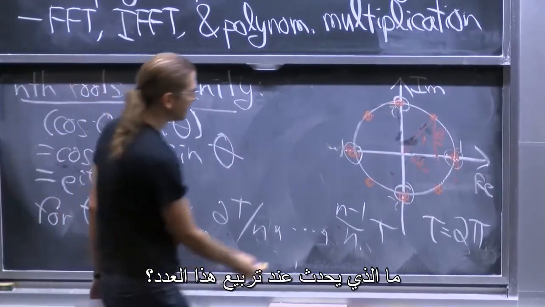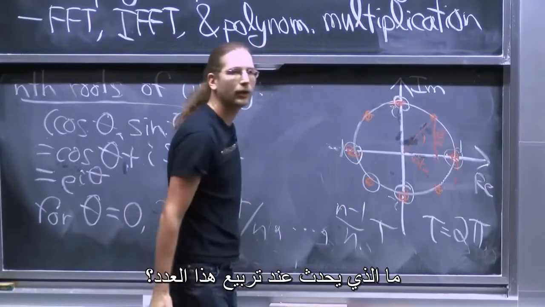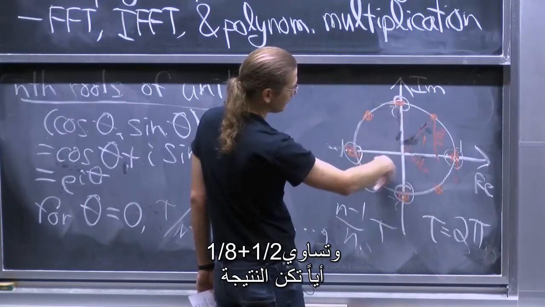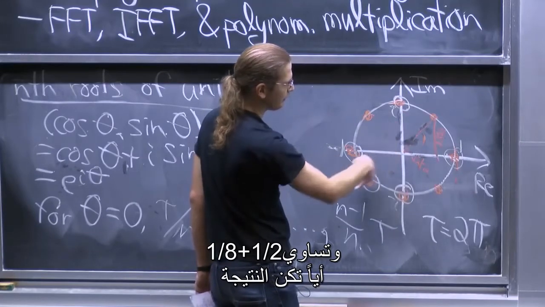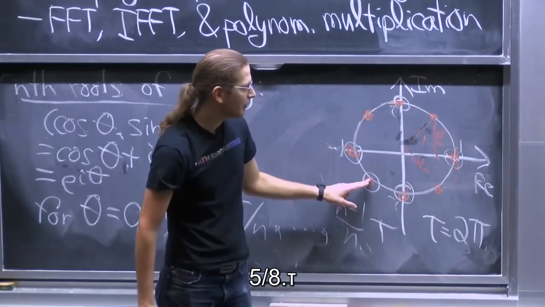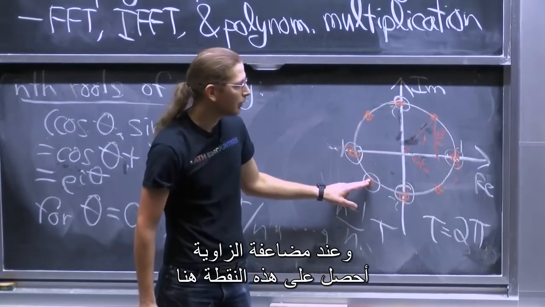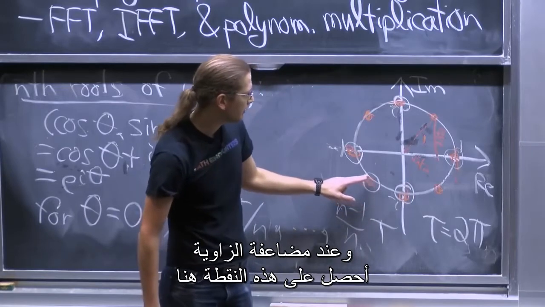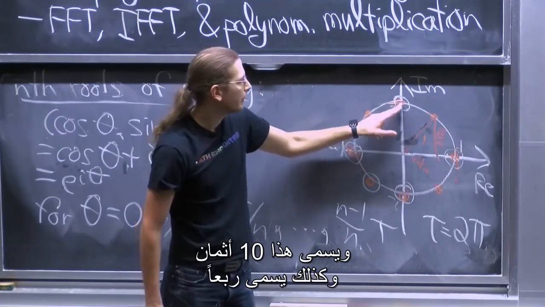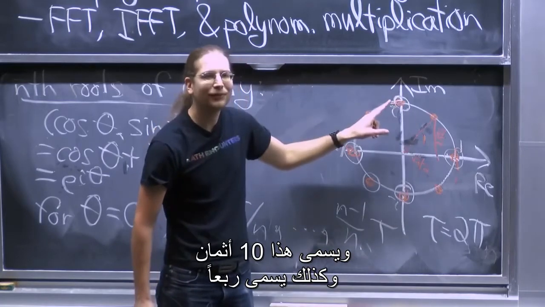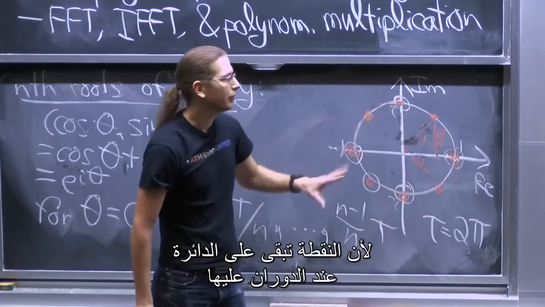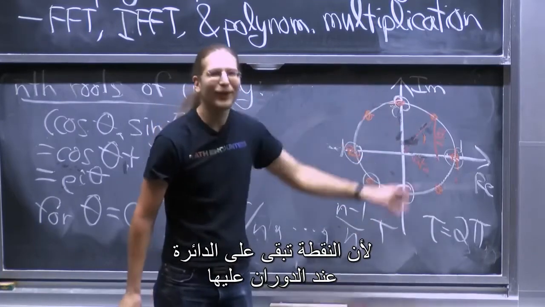What happens if I take this number and I square it? So this has a really big angle. This is 1/2 plus 1/8, whatever that is, 5/8 times tau. When I double that angle, I go to here, right? Now, you might call it 10/8, or you might also call it 1/4, because when you go around the circle, you stay on the circle.